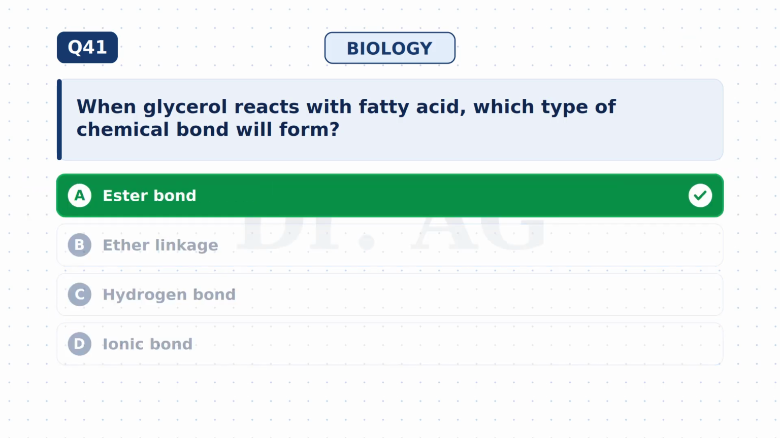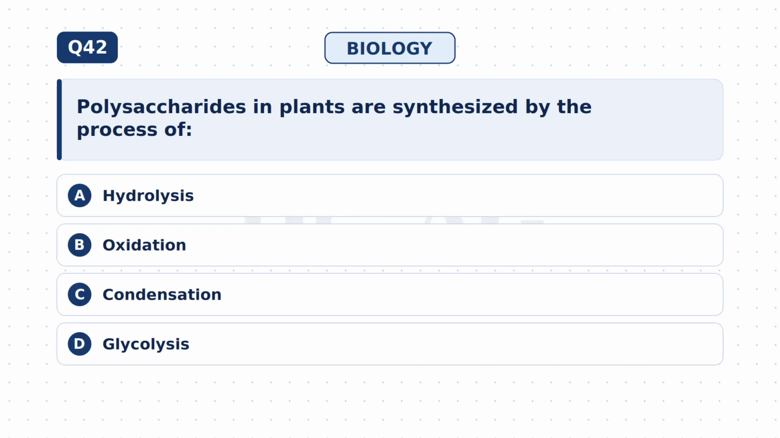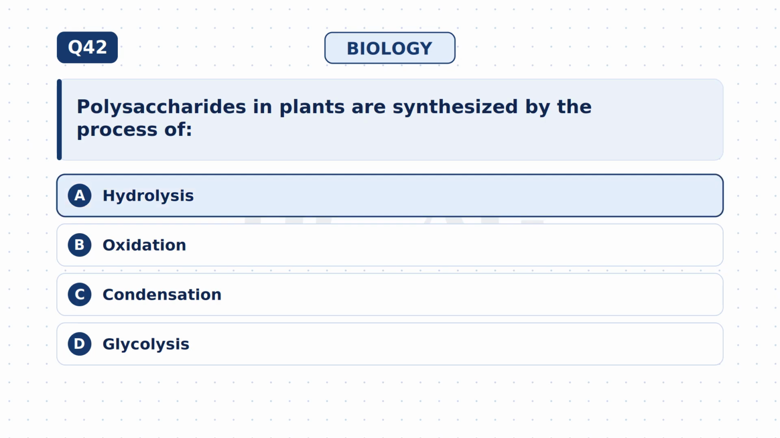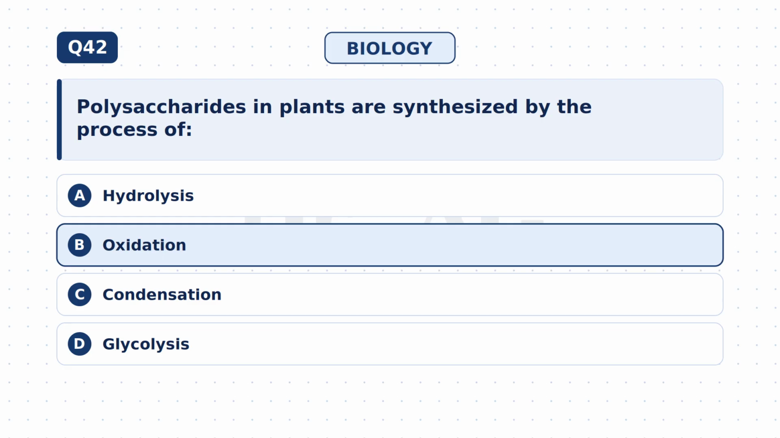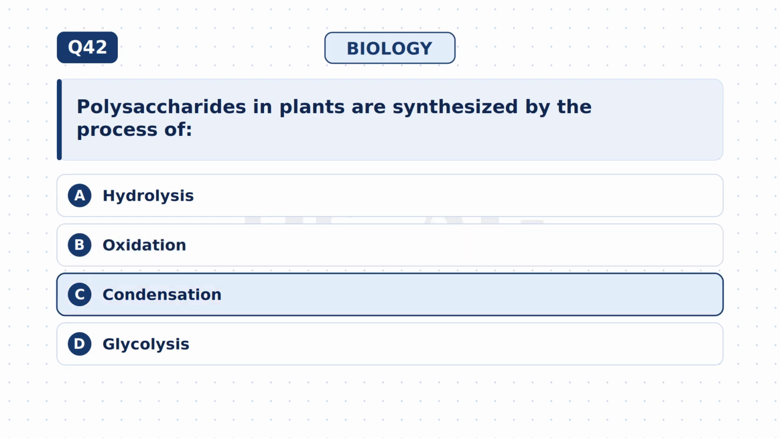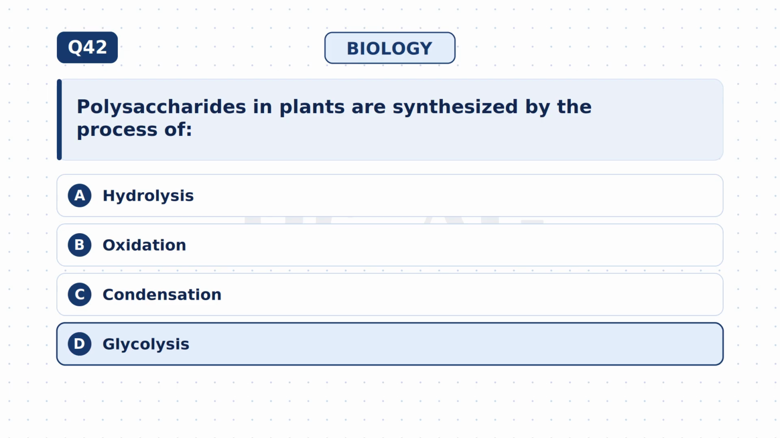The correct answer is A. Ester bond. Question 42. Polysaccharides in plants are synthesized by the process of: Option A. Hydrolysis. Option B. Oxidation. Option C. Condensation. Option D. Glycolysis.